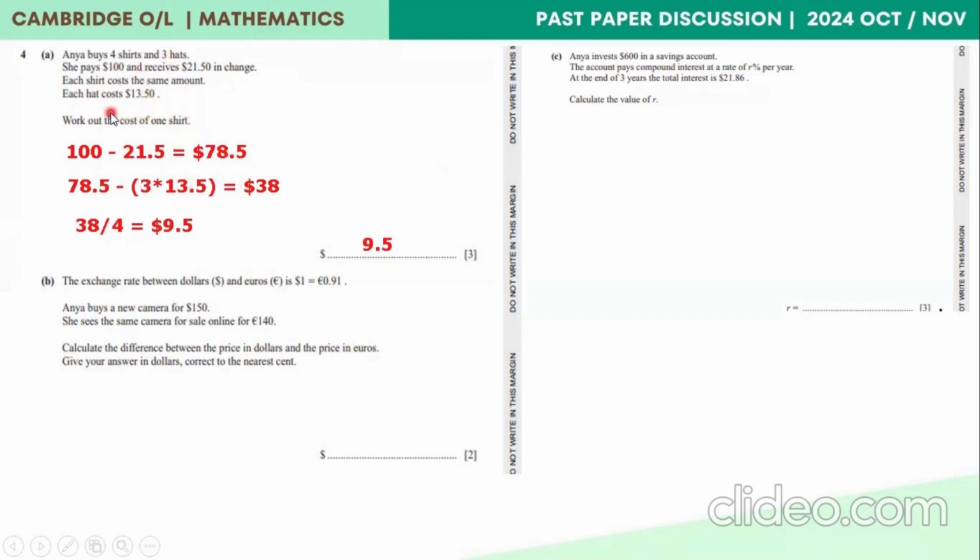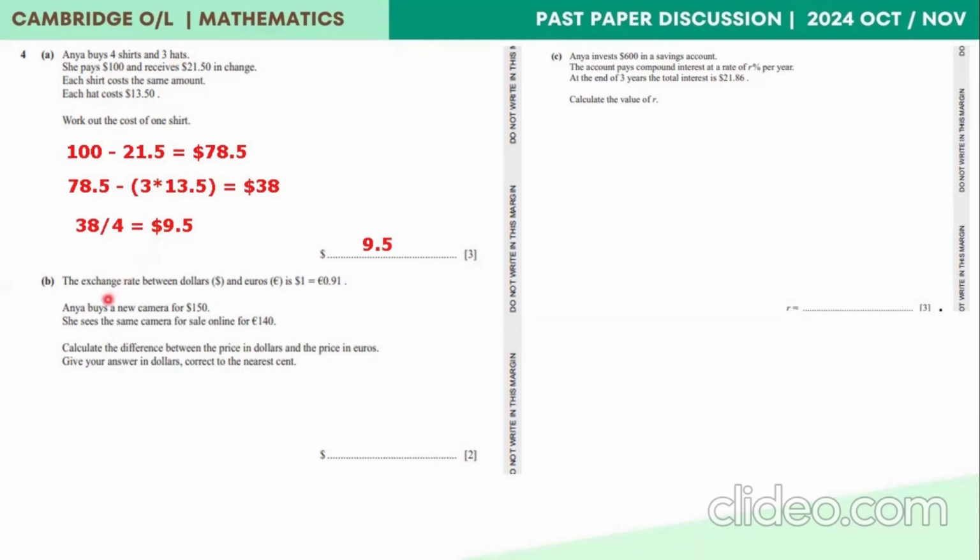So they also gave us the cost of 1 hat. So using that, we can subtract 3 times 13.5 to find the price of the 4 shirts. So when we subtracted, we got $38. So next, to find the price of 1 shirt, we should do 38 divided by 4. So that will be equal to $9.5.